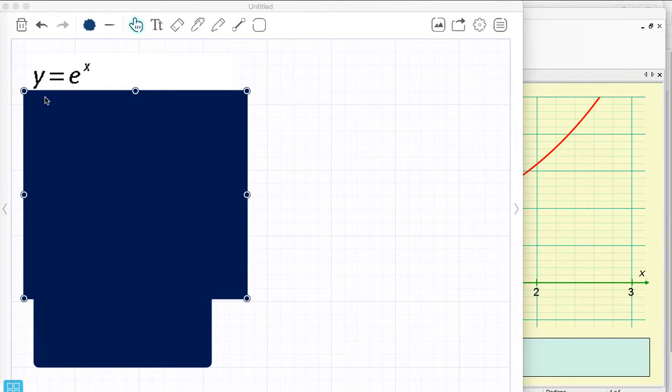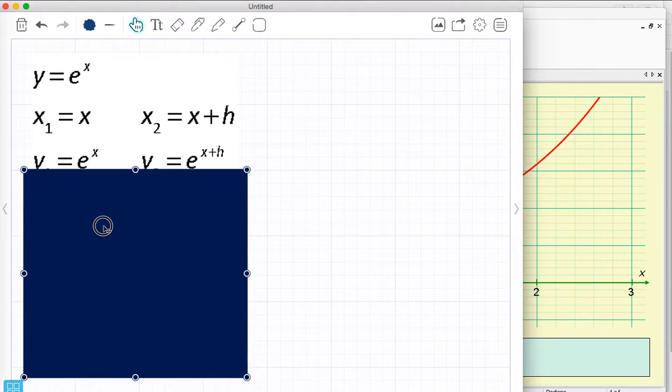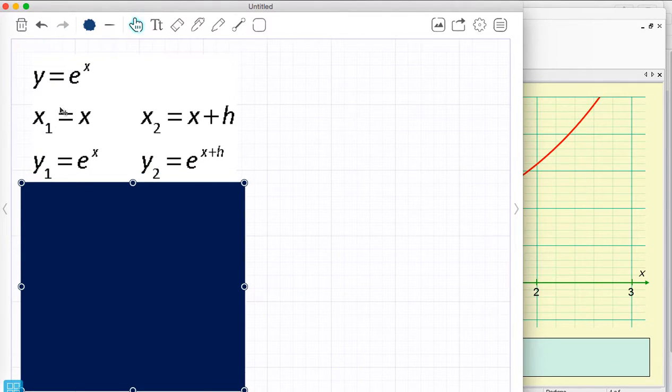Here I just want to prove that the derivative of e to the x is e to the x. So I've got y equals e to the x, and I'm going to use my first principles again. So x1 is x, x2 is x plus h, and the y1 is e to the x, and the y2 is e to the x plus h.